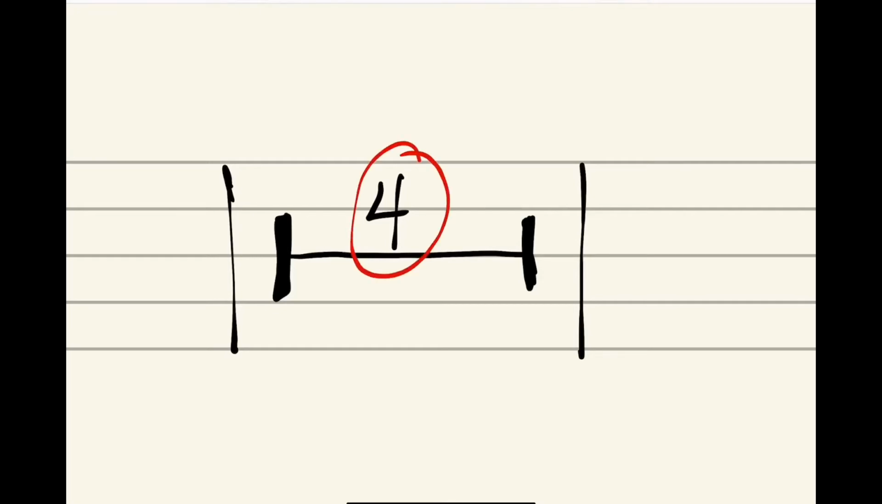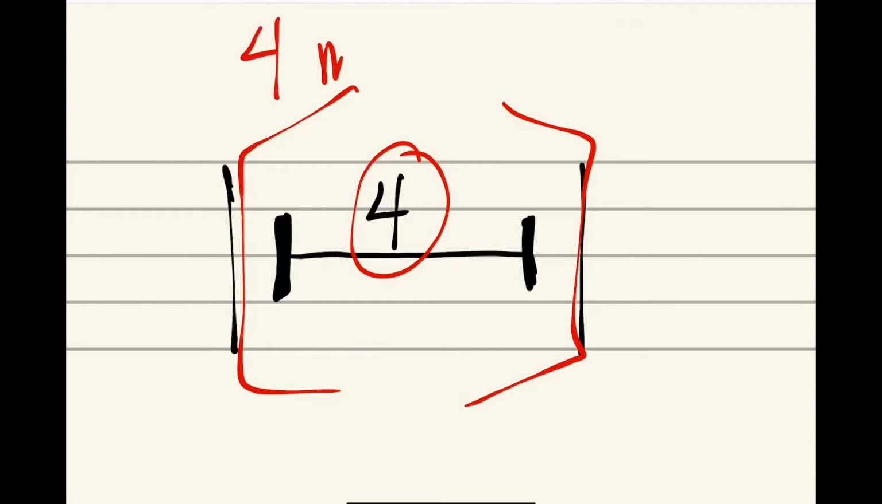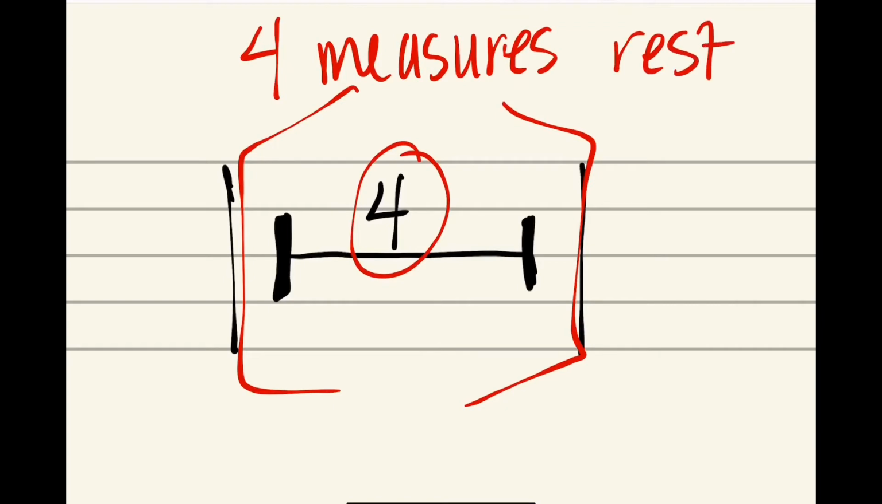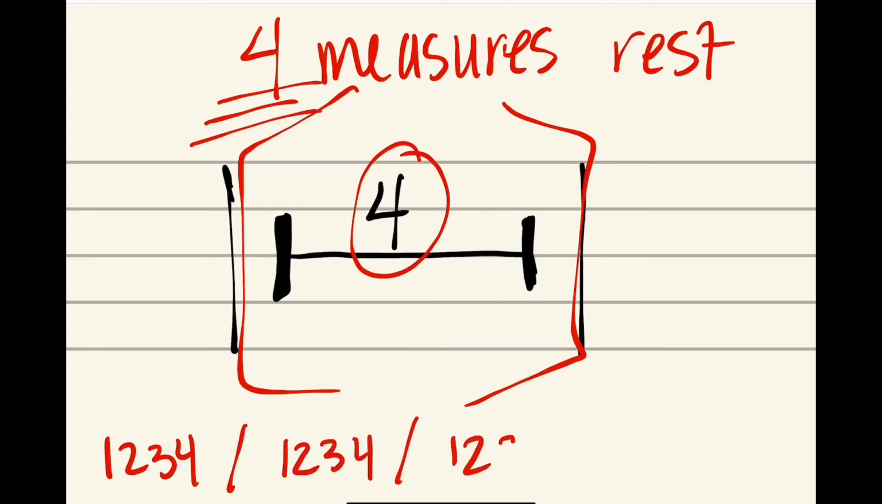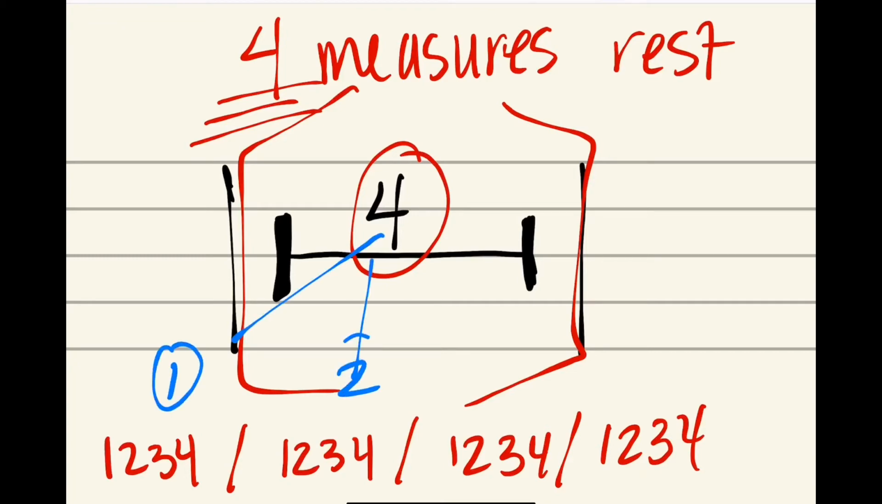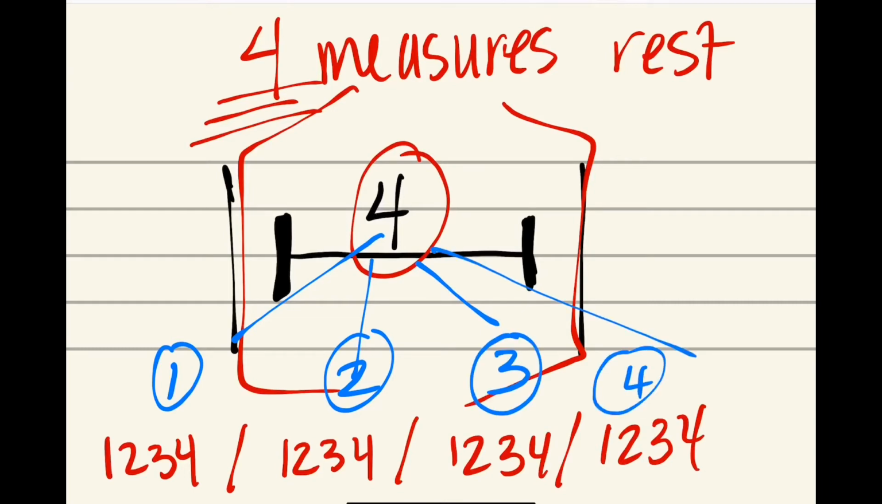So if the number on that is a 4, then within that measure, you're going to actually have 4 total measures, not just one. Even though it's in the space of one measure, that number tells you that you're going to have four total. So you would have 1, 2, 3, 4, 1, 2, 3, 4, 1, 2, 3, 4, 1, 2, 3, 4 of rest. That would be your total counts of rest. Why? Again, because that symbol is telling you that there's no notes in that measure and that they want you to actually have four total measures.